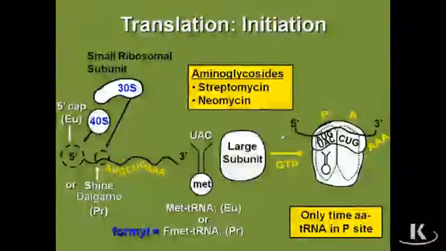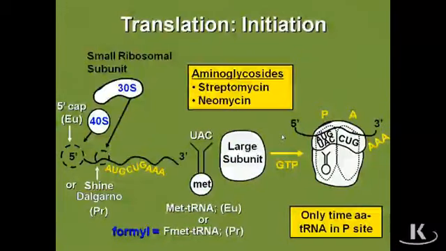Here's a good point for you to remember the fact that specific antibiotics are going to bind to and inhibit translation initiation. Let's take a look. If you remember, aminoglycosides like streptomycin, like neomycin, like gentamicin, these are going to bind to the small ribosomal subunit, the 30S ribosomal subunit, and they're going to inhibit initiation of translation. That's a key point to remember for the board exams.